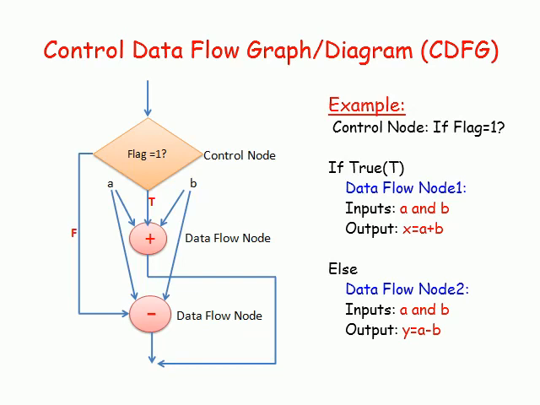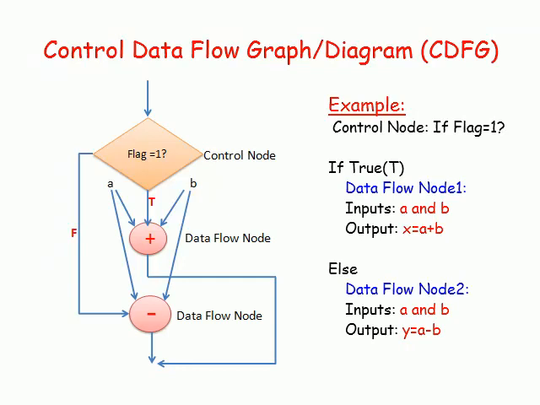This uses the data flow graph as an element and conditionals as decision makers, and it contains both data flow nodes and decision nodes, whereas a data flow graph contains only data flow nodes. So let us look into one implementation example. Let us consider: if flag is equal to 1, then perform x equal to a plus b, else perform y equal to a minus b. Here the condition used is if flag is equal to 1. So this requirement contains a decision making process.